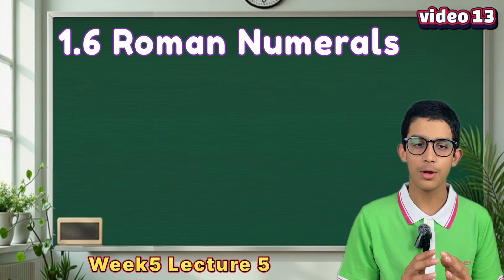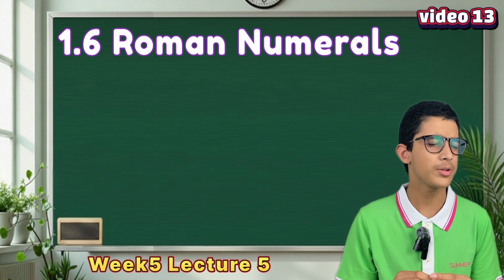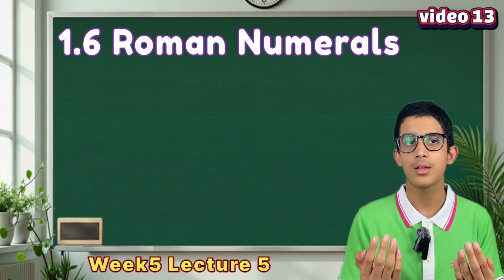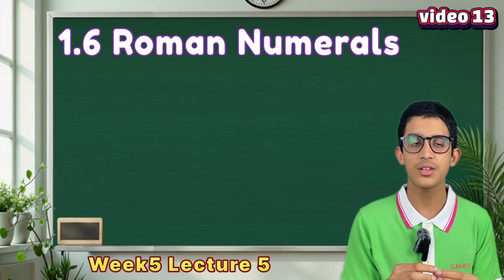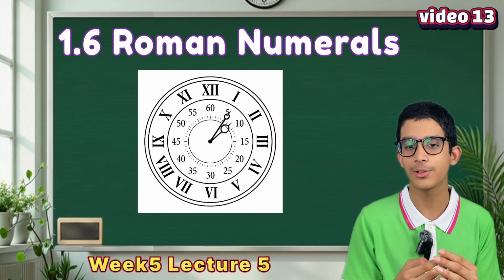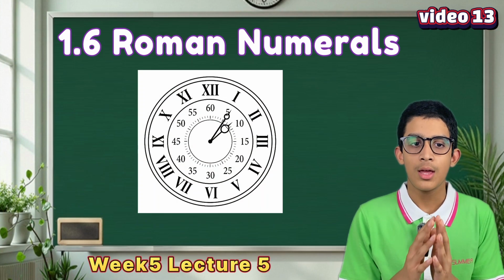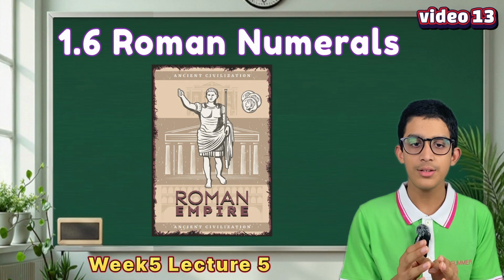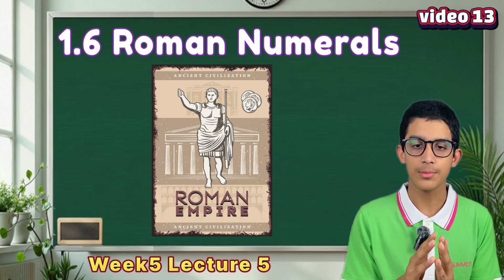Roman numerals are very obsolete, as we don't see them that much anymore. The only places where you'd see them are on Big Ben or some old clocks. A long time ago, the ancient Romans used these numbers.